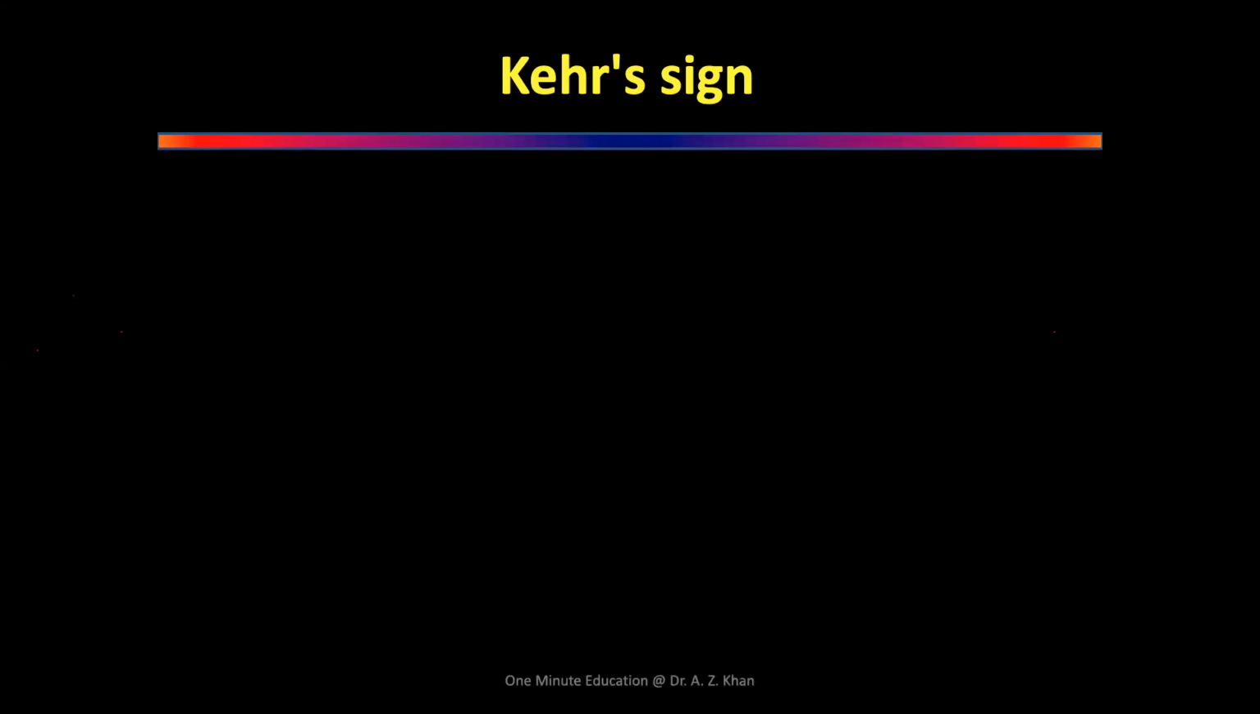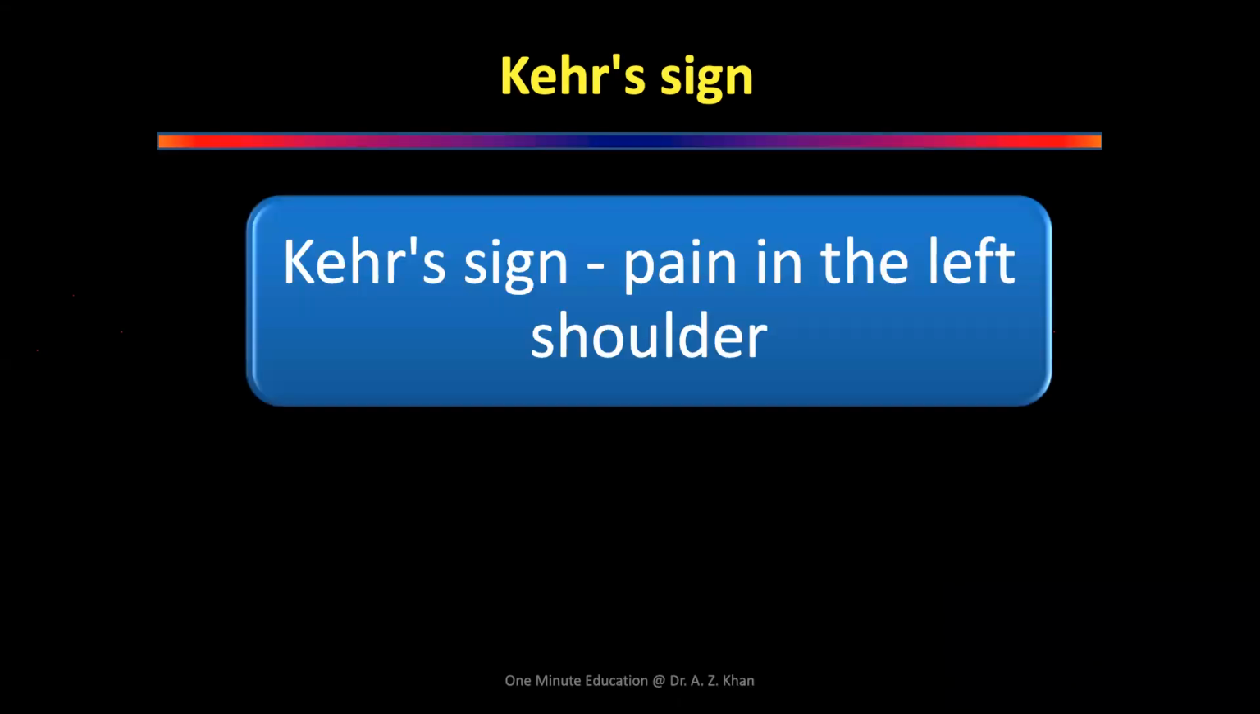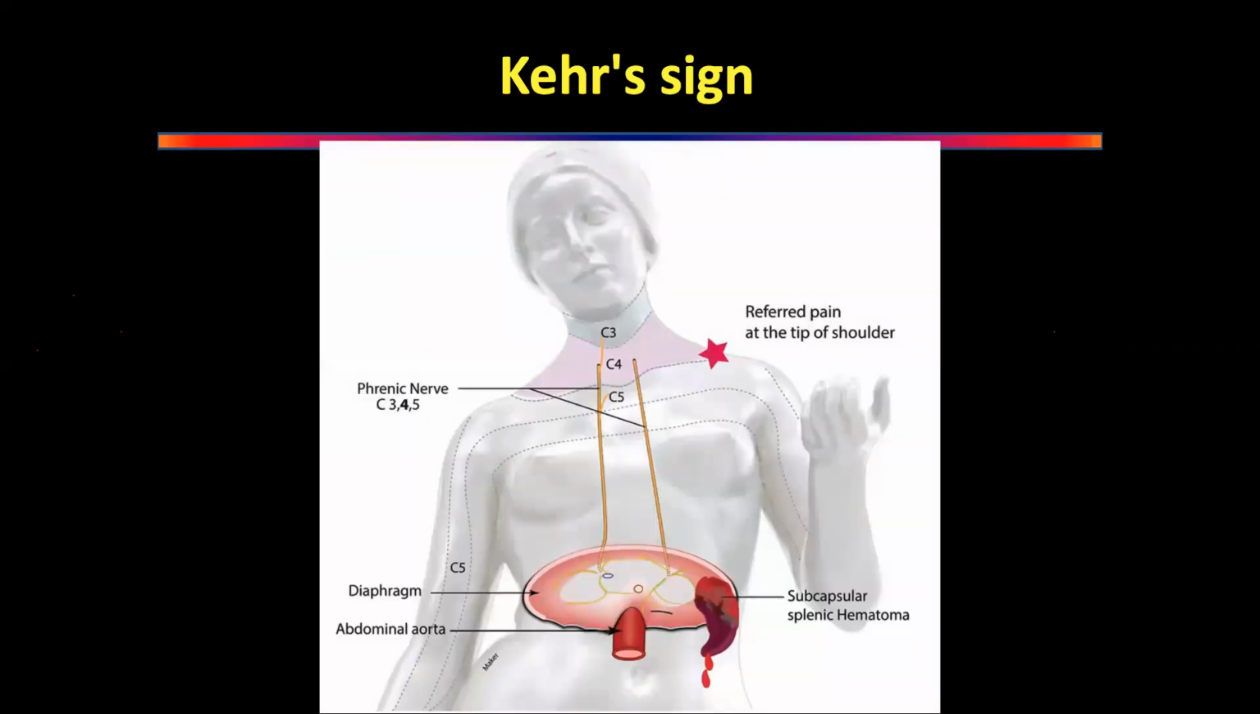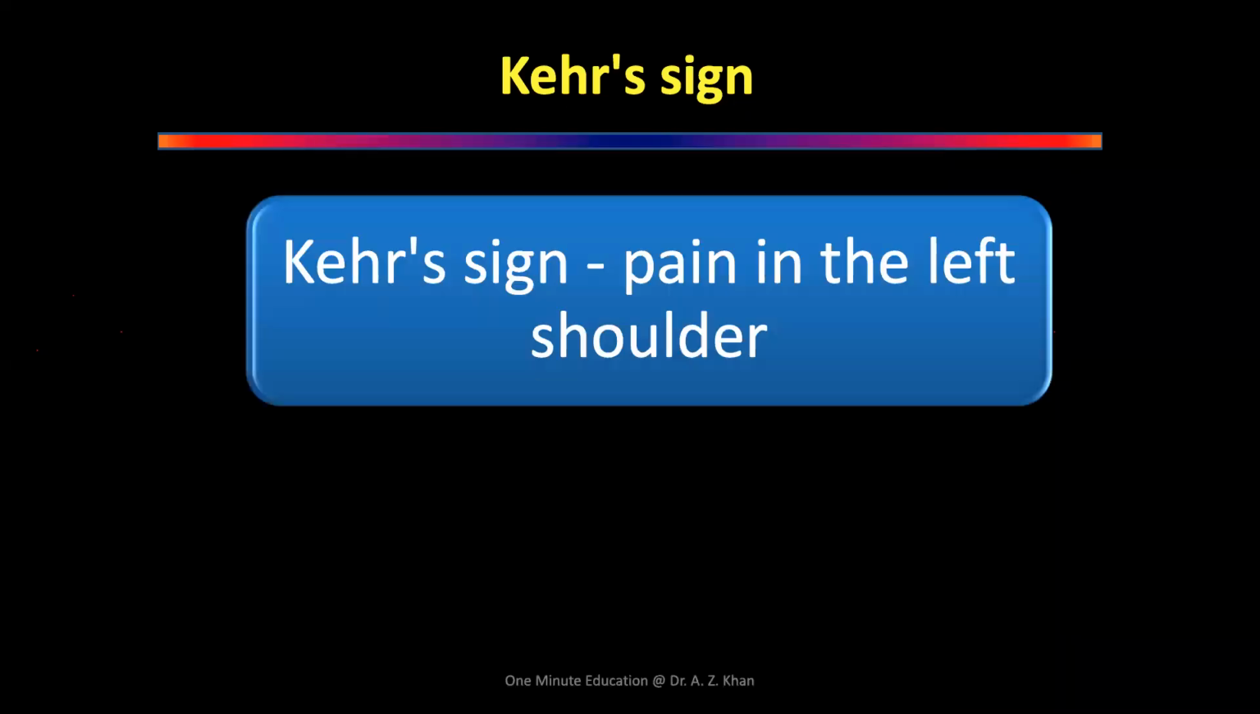Okay. And Kehr sign is pain in the left shoulder because of irritation of the diaphragm referred via the phrenic, secondary to a hemoperitoneum, specifically rupture of spleen. Okay. So specifically it's seen in rupture of spleen. So this is the sign. Kehr's sign, K-E-H-R apostrophe S.